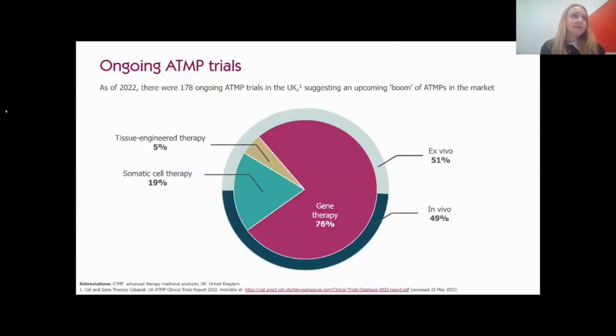All right. So as of 2022, there were 178 ongoing advanced therapy trials in the UK, which suggests that there will be an upcoming boom of advanced therapies in the market. So you can see the majority of these have been gene therapies, but there are also tissue engineered therapy and somatic cell therapies that are in development, and that it's a pretty even split between ex vivo and in vivo therapies. So we're definitely entering an era of cell and gene therapies.